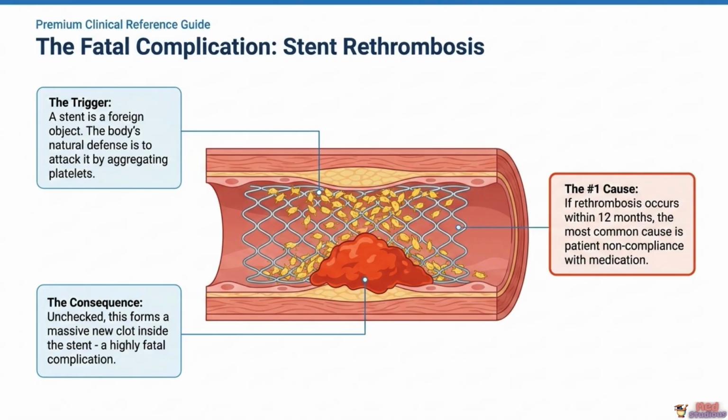The most critical clinical fact: if stent rethrombosis occurs within the first 12 months after implantation, the number one cause is patient non-compliance with antiplatelet medications. The patient stops taking their aspirin or clopidogrel, sometimes because of minor gastrointestinal discomfort, sometimes due to cost, sometimes due to a misunderstanding, and within days, the unprotected stent surface recruits a lethal intraluminal thrombus. This makes antiplatelet compliance education at discharge not merely important, but life-critical.